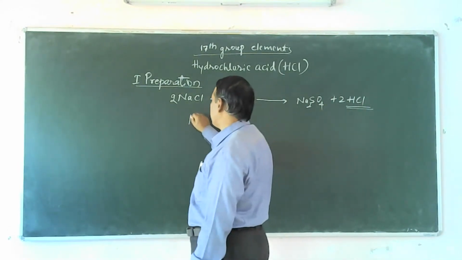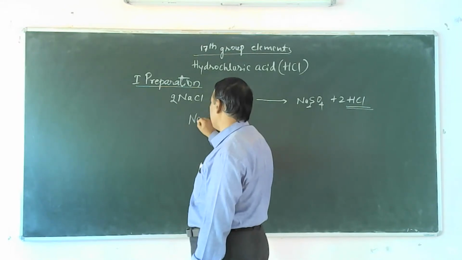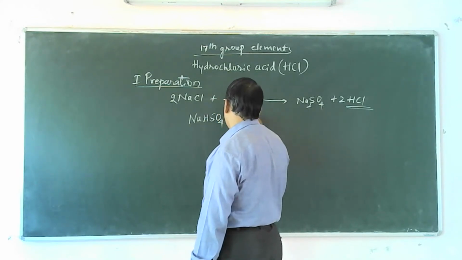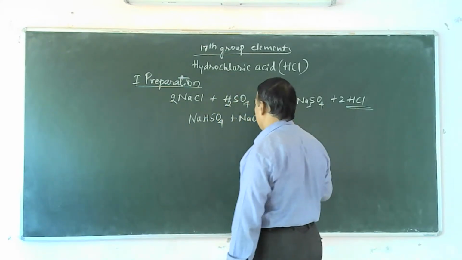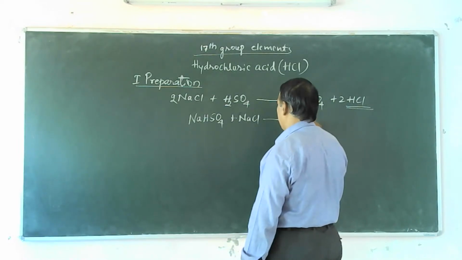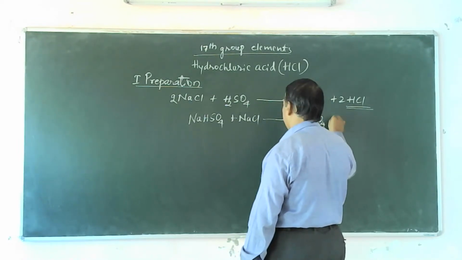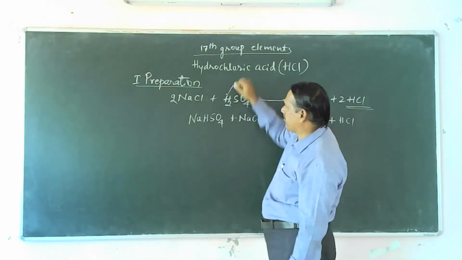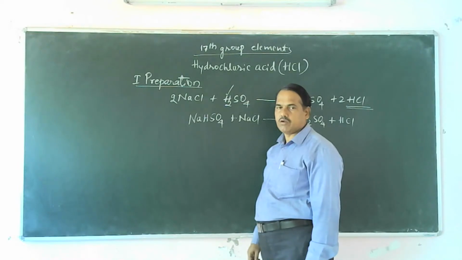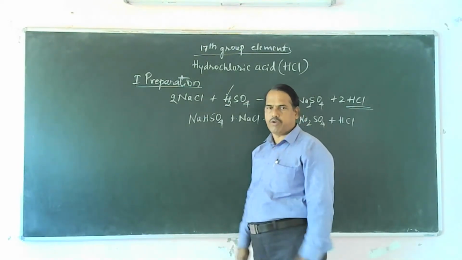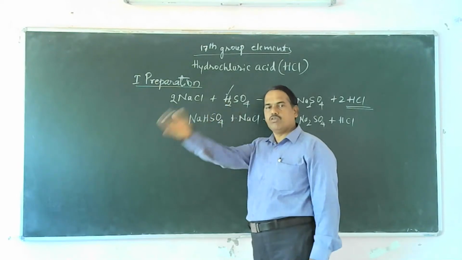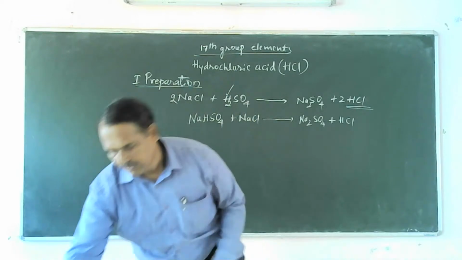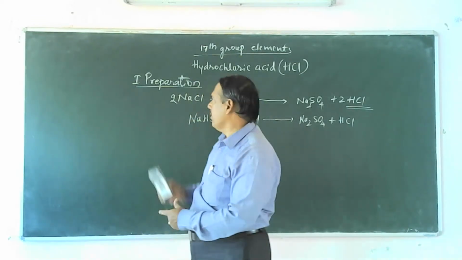It can also be prepared from sodium hydrogen sulfate with NaCl. Again, you will get Na2SO4 plus HCl. So it can be prepared from sulfuric acid. Are you clear? Only one preparation you are going to study. Understood? It gives sodium hydrogen sulfate. And next we have to study its physical properties.